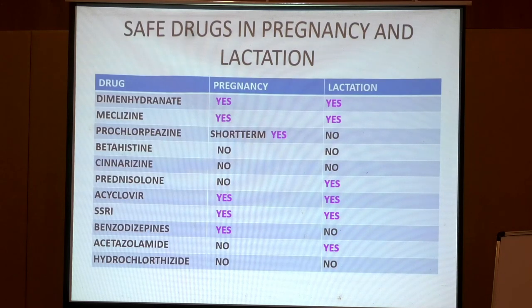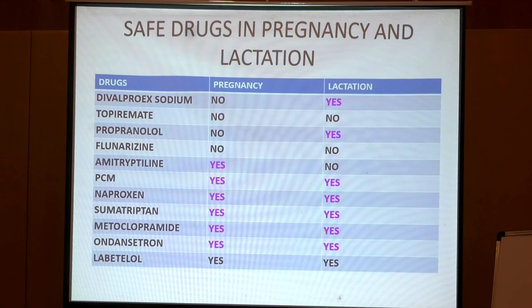So these are the safe drugs in pregnancy and lactation. We must know what should not be given in pregnancy and lactation. So these are the safe and the unsafe drugs, indications and contraindications of the drugs in pregnancy and lactation. We must consider this class. Amitriptyline is very effective. Naproxen is an analgesic.